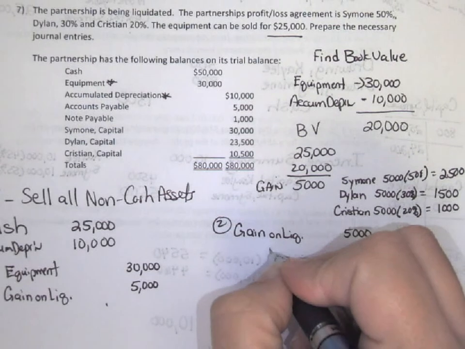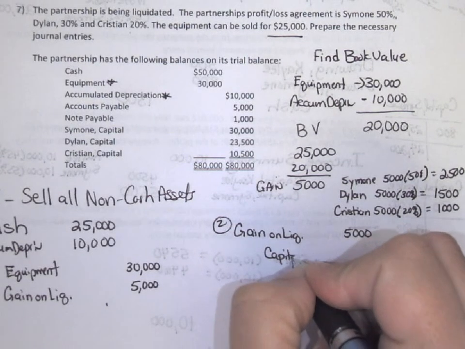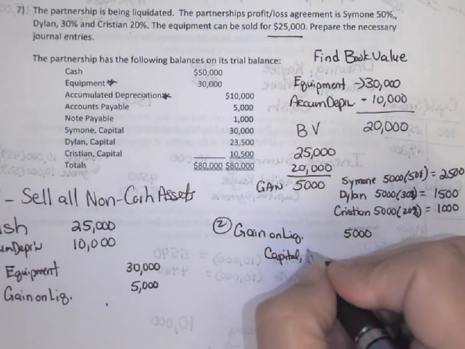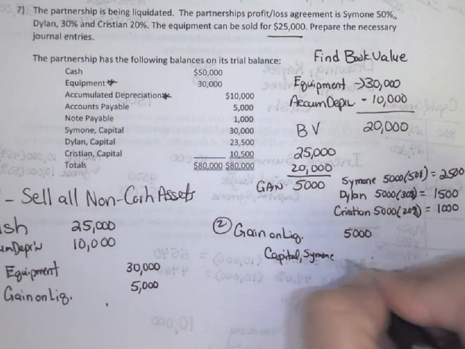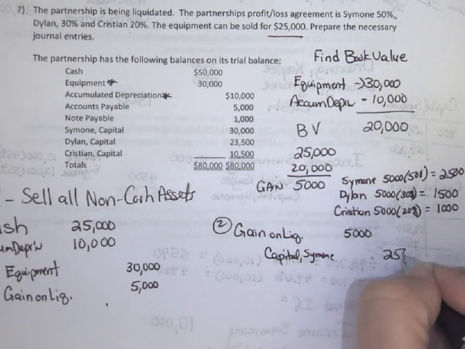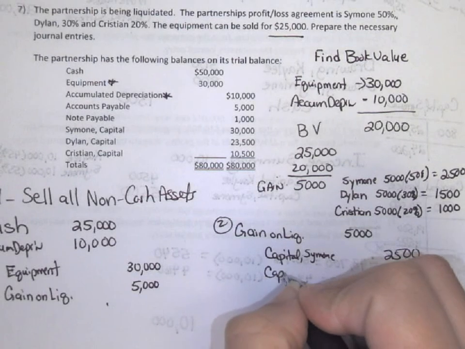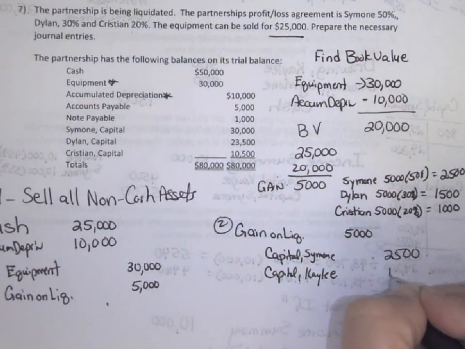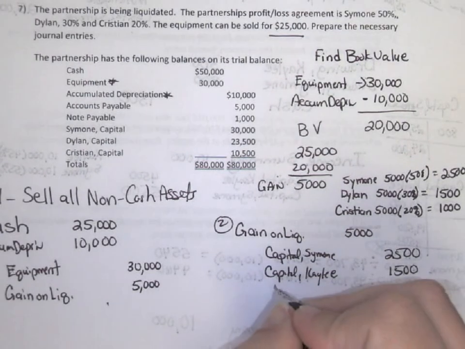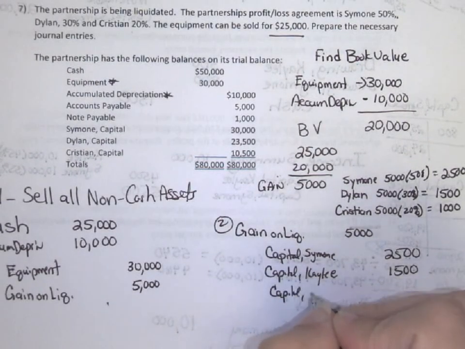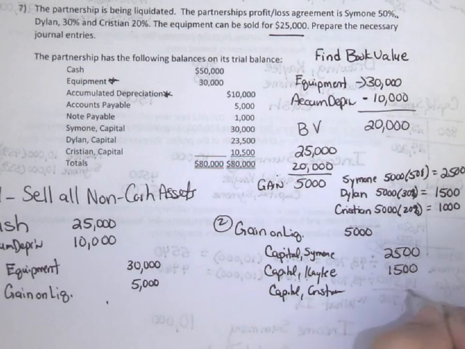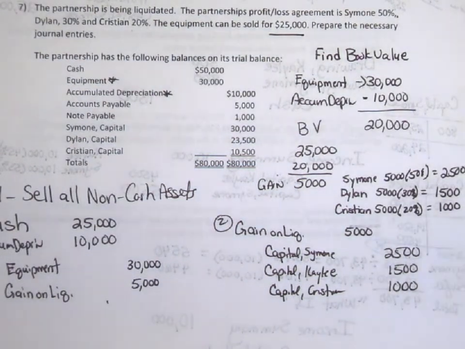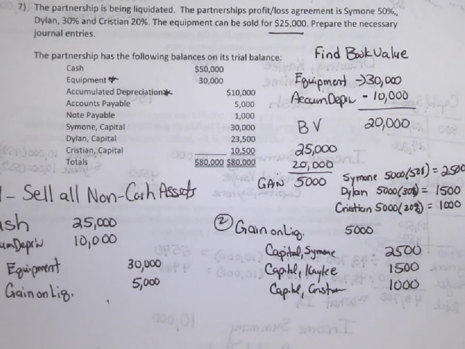$5,000. We would have an addition to capital for Simone for $2,500. We would have an addition to capital for Kaylee in the amount of $1,500. And we would have an additional capital amount to Christian for $1,000. And so that closes that profit, that gain, back out to their capital accounts.